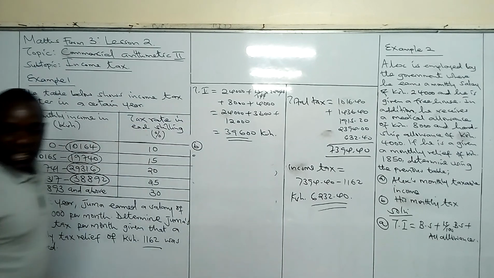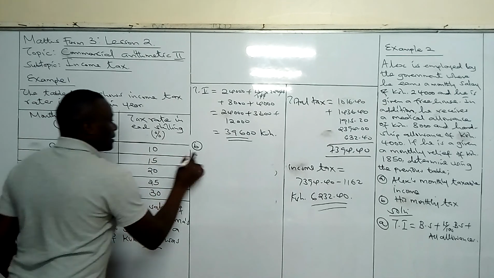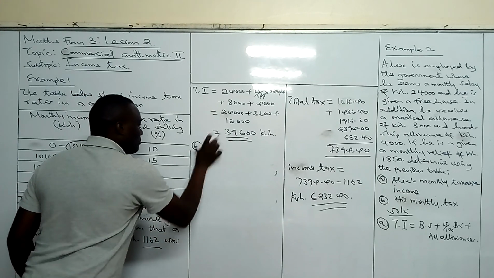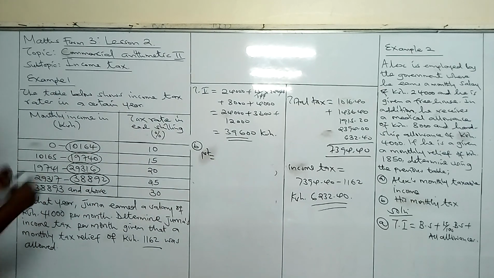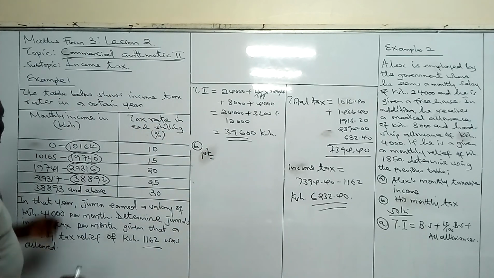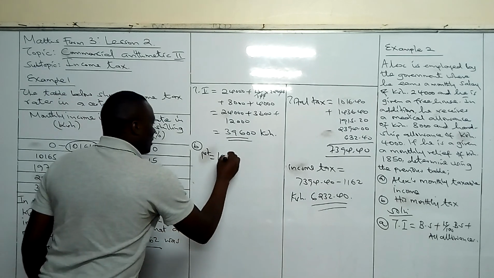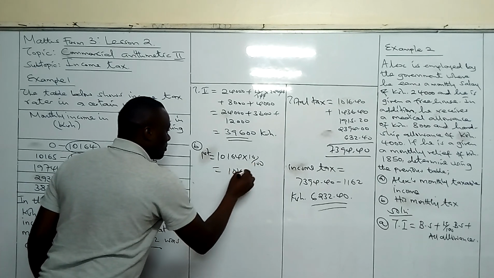39,600. Let me take you very fast to B, where we are supposed to determine monthly tax. We need the total tax first. So we will go to the slabs. In the first slab, the way we determine the tax is the way we have determined using the first example. So I will go very fast here because I've already shown you how to obtain the tax. We will start from 164 times 10 over 100, which will give me 1016.40.